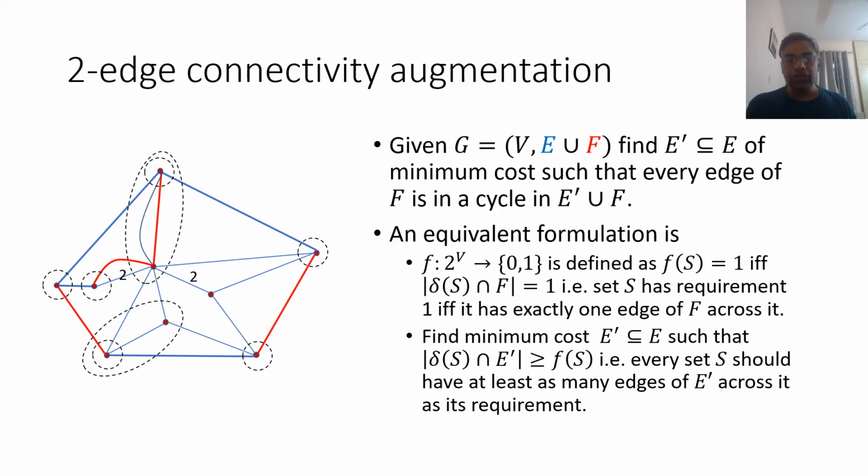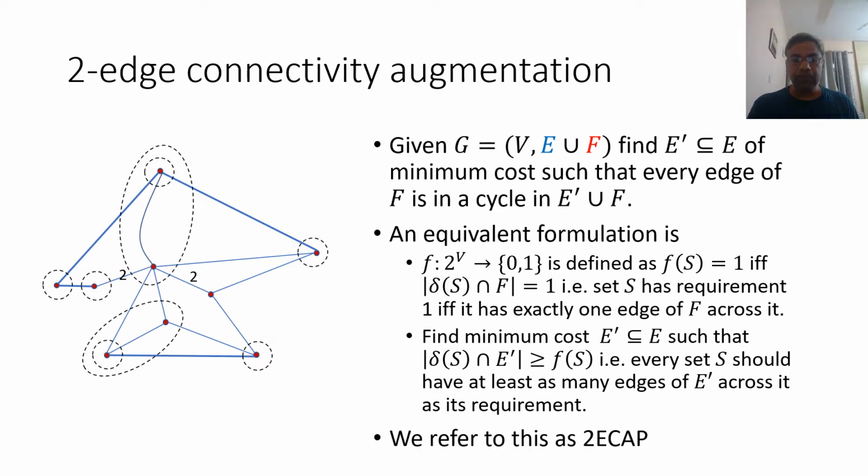And so with this formulation, the problem can be thought of as finding a minimum cost subset of edges E prime, a subset of E, such that for any set S, the number of edges in delta S intersection E prime, which means the number of edges that we have picked which cross that set S, is at least as large as the requirement of that set, which is 1 if there is exactly one red edge across the set and 0 otherwise. We will refer to this problem as the 2H connectivity augmentation problem.